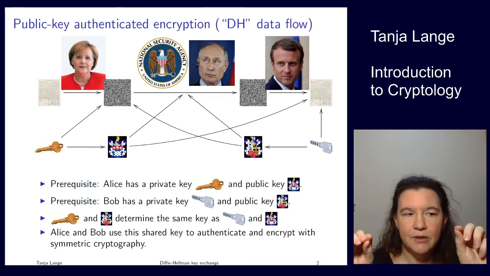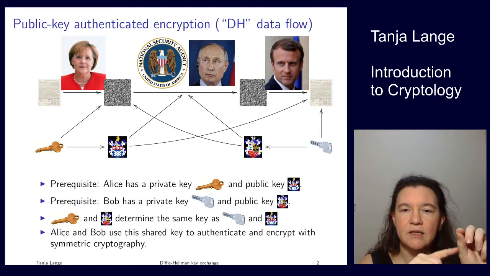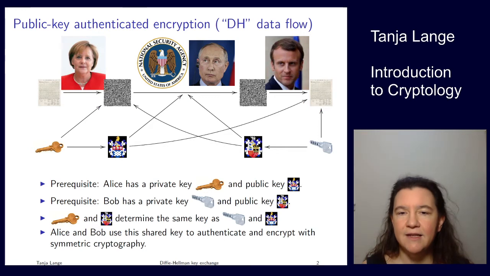And then Bob, in order to decrypt this into the original message, takes his private key and Alice's public key. So here we have Alice's public key and Bob's private key, and for the encryption, we had Alice's private key and Bob's public key. And so the system works if those two key combinations give the same shared key. Now this shared key can then be used for symmetric cryptography.